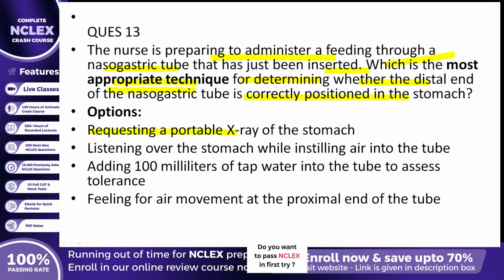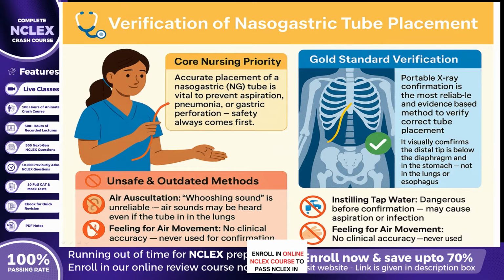Now, let us explore the expanded advanced rationale to understand why this is the safest and most evidence-based approach. Accurate placement verification of a nasogastric tube is a critical nursing responsibility that safeguards against life-threatening complications such as pulmonary aspiration, pneumonia, or gastric perforation. Among all available techniques, radiographic confirmation, or X-ray, remains the gold standard for verifying the tube's correct position.